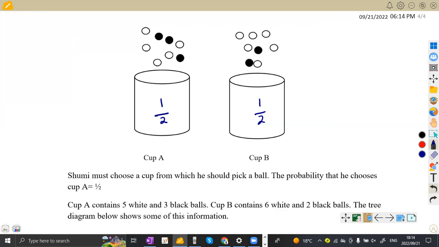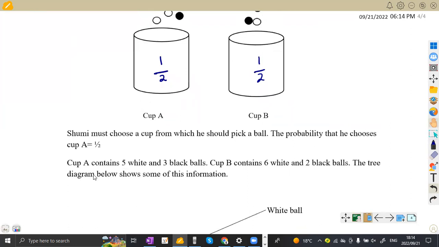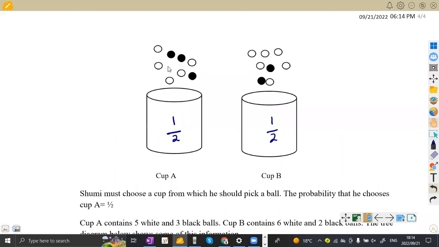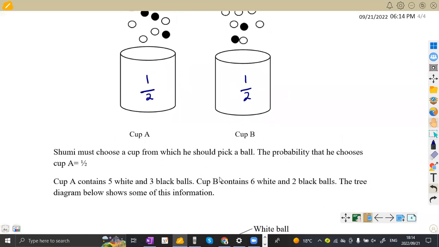Then when we go into cup A, what does cup A contain? 5 white and 3 black balls. So in cup A we have 8 balls, 5 white and 3 black. We do the same thing for cup B. In cup B, 6 white and 2 black balls.